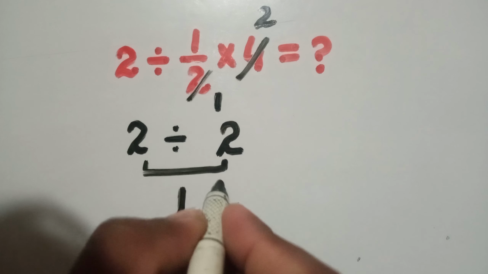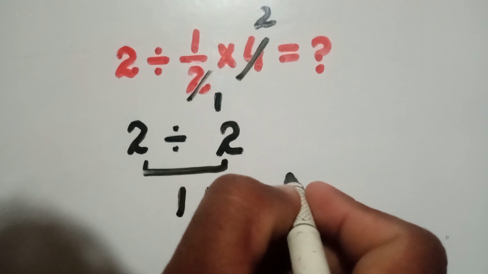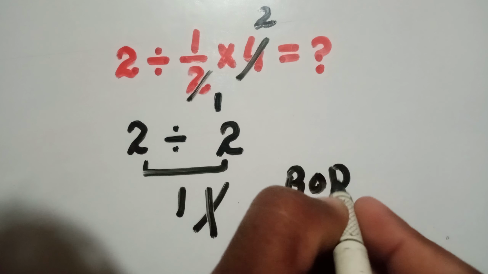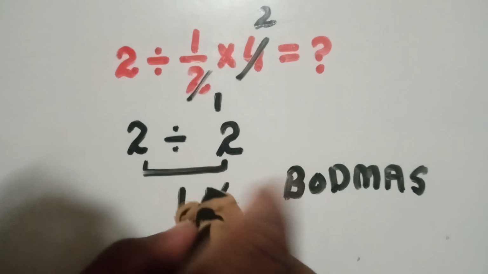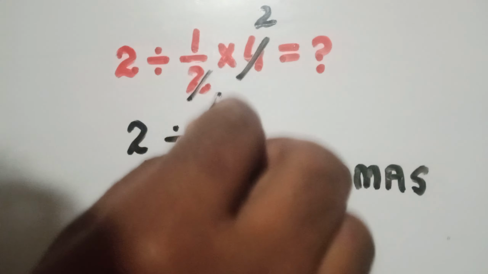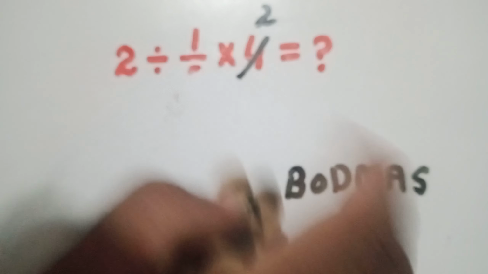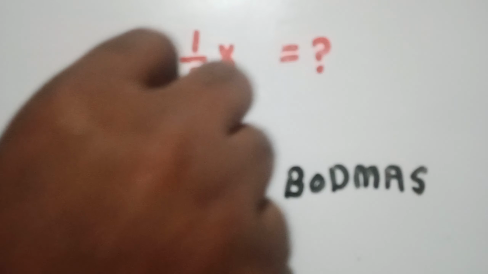But this answer is not right, it is wrong, because according to the BODMAS law of math, we have to solve this question from left to right. In this rule, B stands for bracket, O stands for order, D stands for division, M stands for multiplication, A stands for addition, and S stands for subtraction.